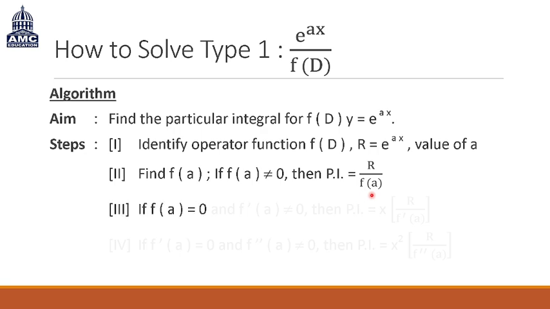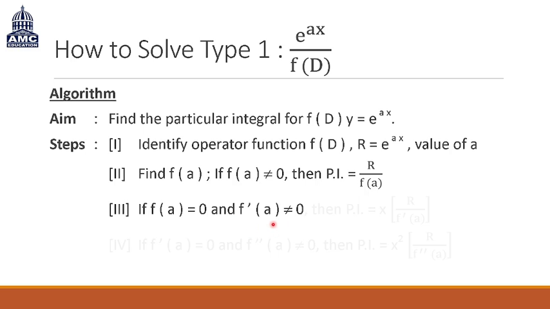Now, in the case where f(a) is equal to 0, we will find out f'(a), which is differentiation of f with respect to D, and we substitute D as equal to a. So please remember that we cannot differentiate f(a) and write it as f'(a), because f(a) is 0, it is a constant. So of course f'(a) will also be equal to 0. But what we do is we take this f(D), the operator function, we differentiate that once, we get f'(D), and then we substitute the value of a and we get f'(a).